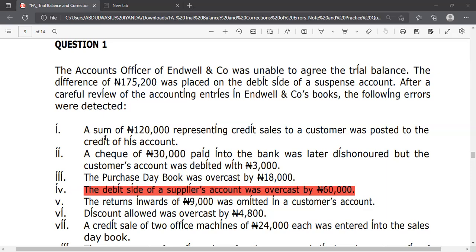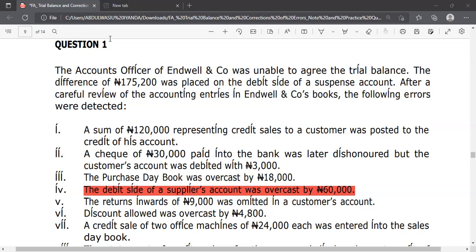Return inward of 9,000 was omitted in the customer account. So meaning that the return inward account has already been performed. Return inward has already been debited, but it was omitted from the customer account. So that means the customer account needs to be credited. Discount allowed was overcast. Discount allowed is an expense. If you want to reduce expenses, you do what? You credit.